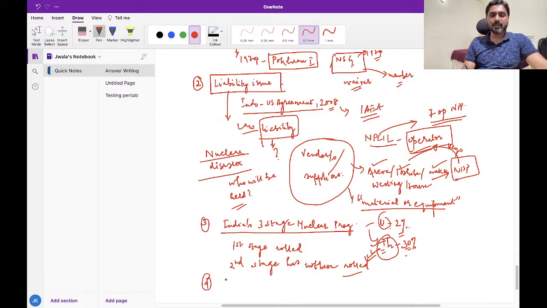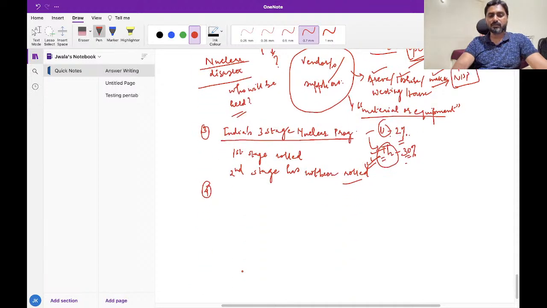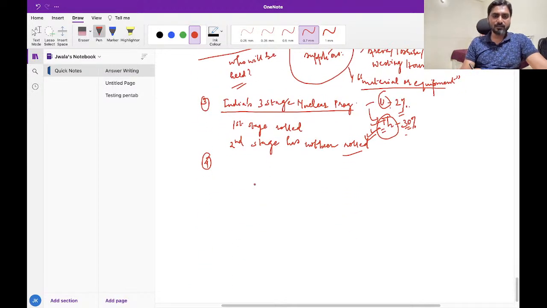And see, there are some other global reasons also. Some other global reason that you can mention: nuclear accidents. Because of nuclear accidents there has been a negative perception.